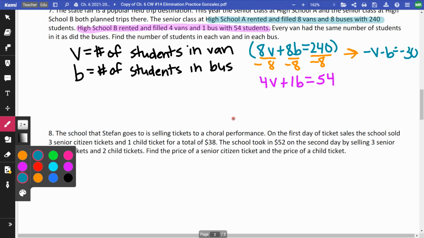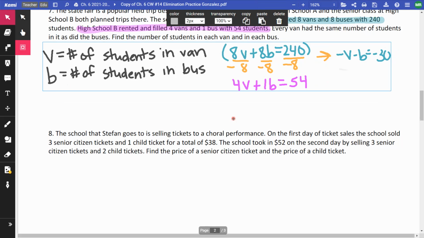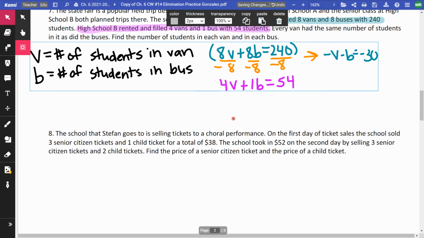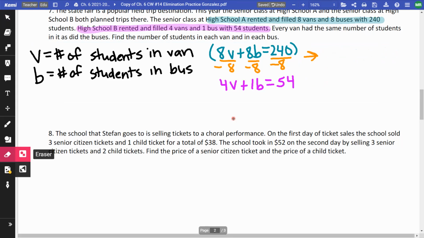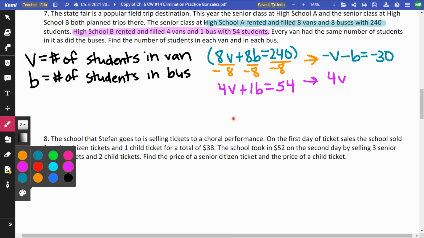Okay, I'll just rewrite this. So I am going to have -v minus b equals -30. I'm going to keep this as it is: 4v plus 1b, or just b, equals 54. I'm going to add those two equations together.